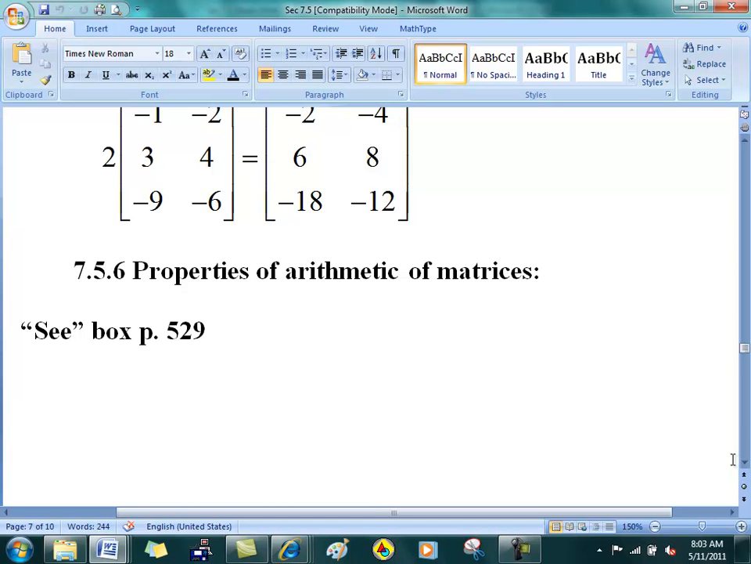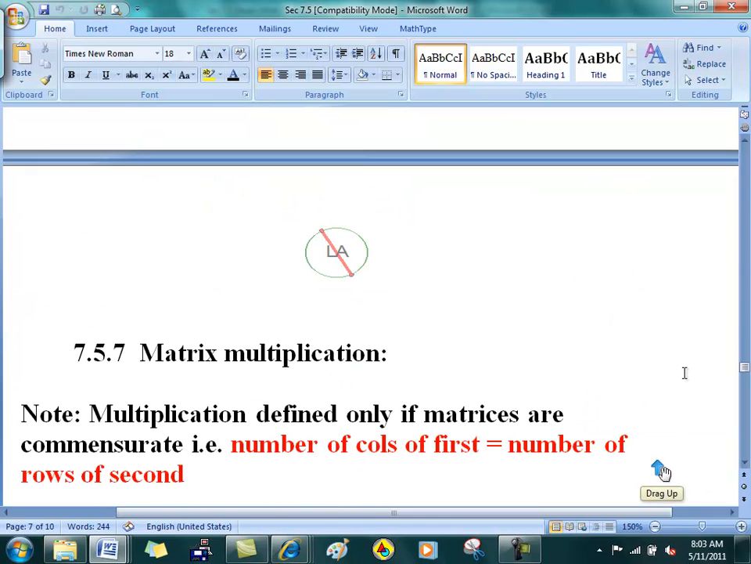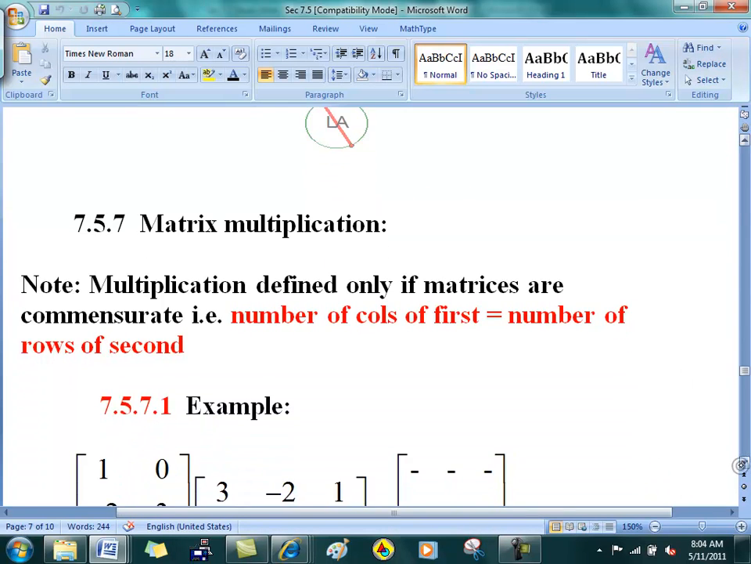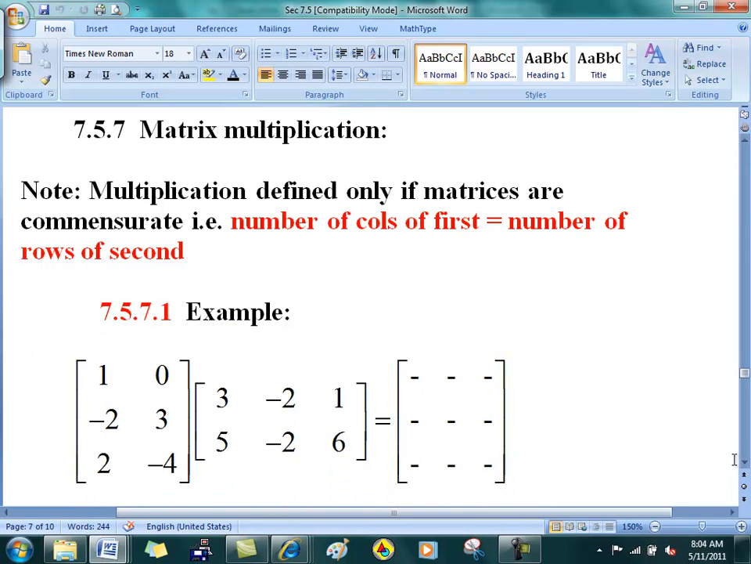Is there anything that you want me to explain in there? Anything you want me to explain in there? Okay. Explain number 3. That's called the associative property.